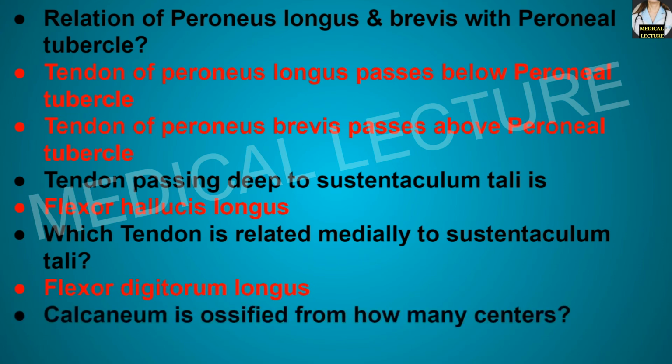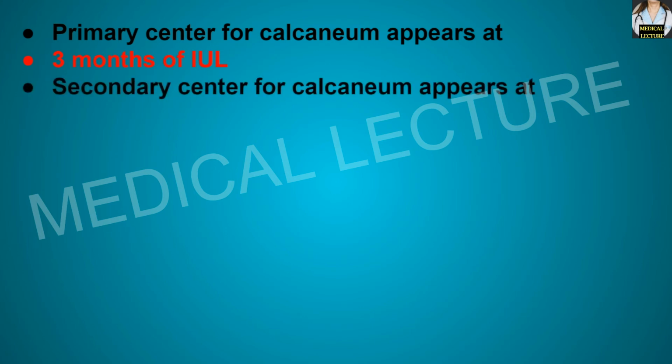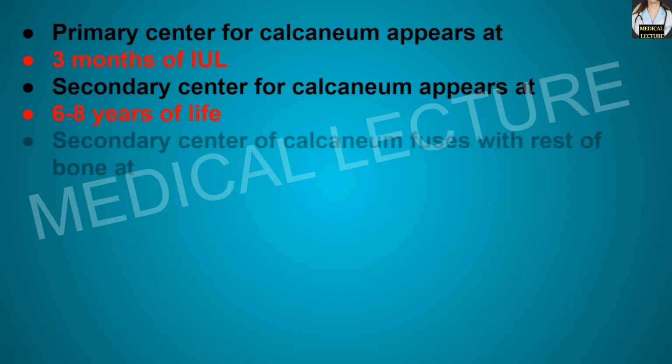Calcaneum is ossified from how many centers? One primary and one secondary center. Primary center for the calcaneum appears at 3 months of intrauterine life. Secondary center for the calcaneum appears at 6 to 8 years of life. Secondary center of calcaneum fuses with the rest of the bone at 14th to 16th year of life.